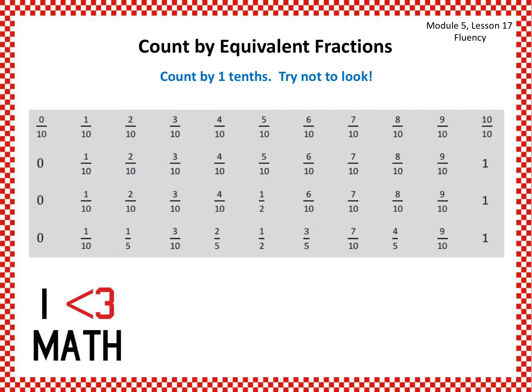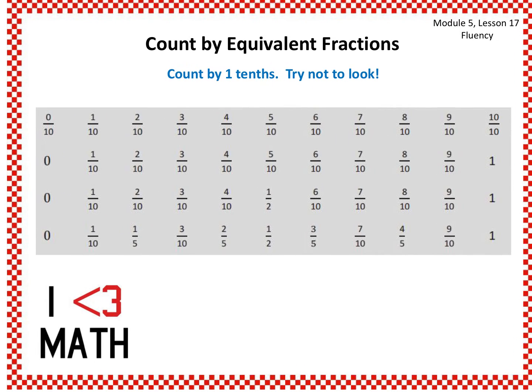0 tenths, 1 tenth, 2 tenths, 3 tenths, 4 tenths, 5 tenths, 6 tenths, 7 tenths, 8 tenths, 9 tenths, and 10 tenths. All right, as you would know by now, 0 tenths is going to go to 0, and 10 tenths will go to 1. All right, let's look at that second row. 0, 1 tenth, 2 tenths, 3 tenths, 4 tenths, 5 tenths, 6 tenths, 7 tenths, 8 tenths, 9 tenths, and then to 1.